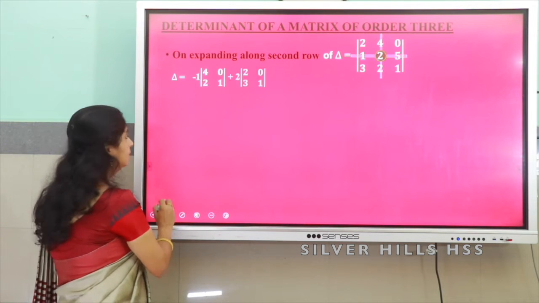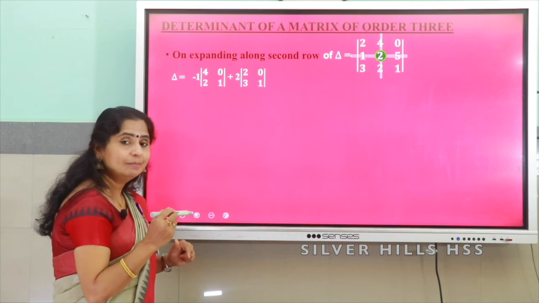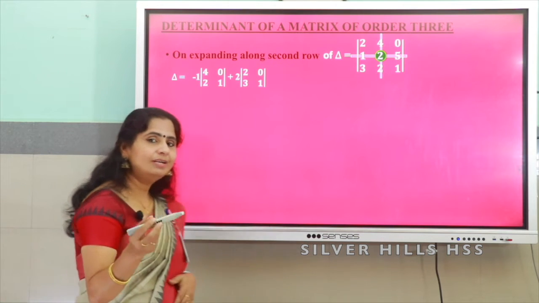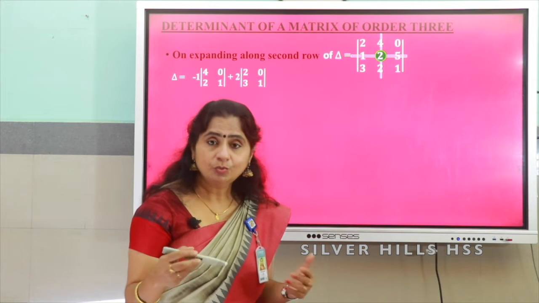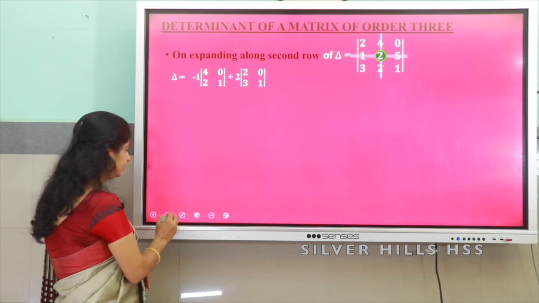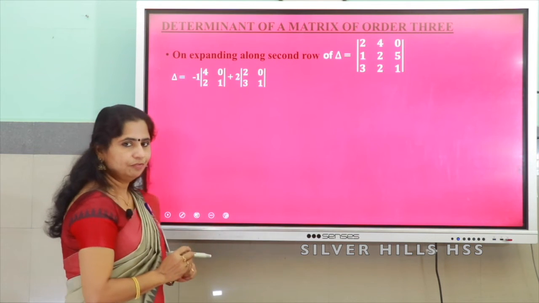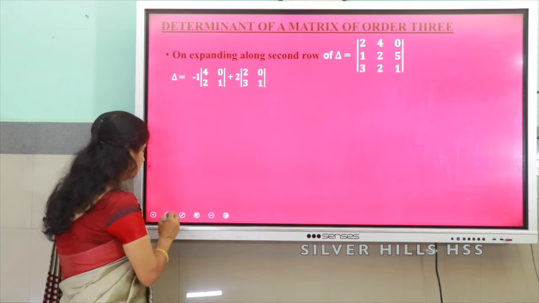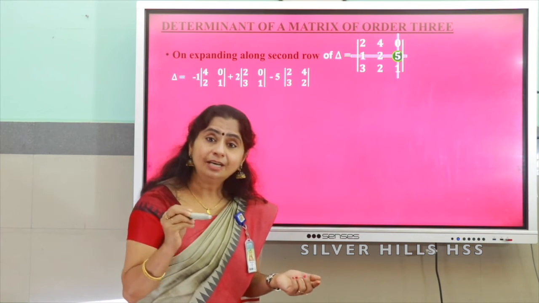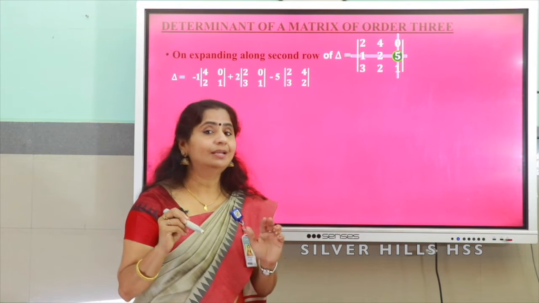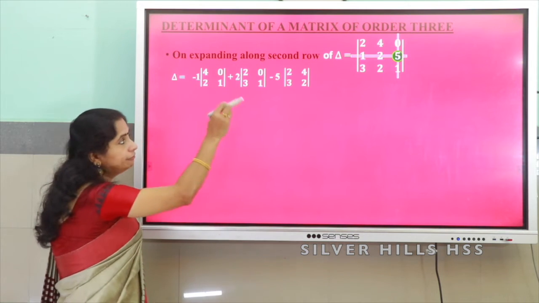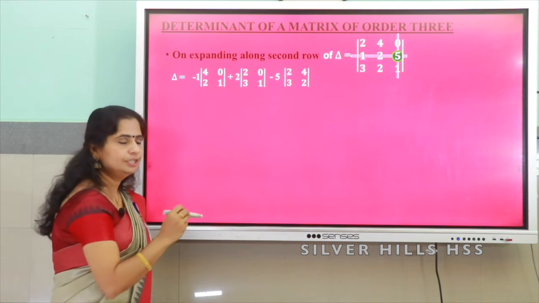Then plus 2, because it is coming in the second row, second column, 2 plus 2 is 4. Minus 1 raised to an even number is positive. Minus 1 raised to an odd number is negative. So 2 into the corresponding determinant is 2, 0, 3, 1. And the third number's sign is minus 5, because it is coming in second row, third column, 2 plus 3 is 5. Minus 1 raised to 5 is minus. Into the leftover elements, 2, 4, 3, 2.